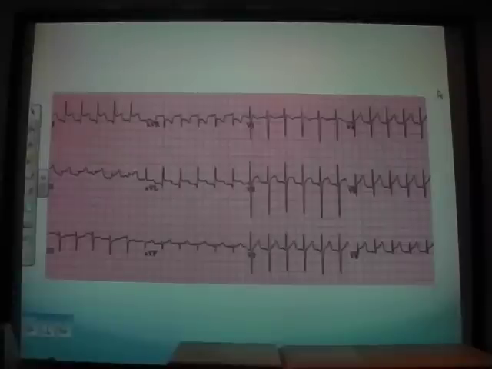So is it early take-off? You need to present it then. See what the most obvious answer is. So just do rate, rhythm, axis. The most obvious abnormality is... Okay, so the rate is about 150. Sinus rhythm. In particular, sinus tachycardia. No axis deviation.